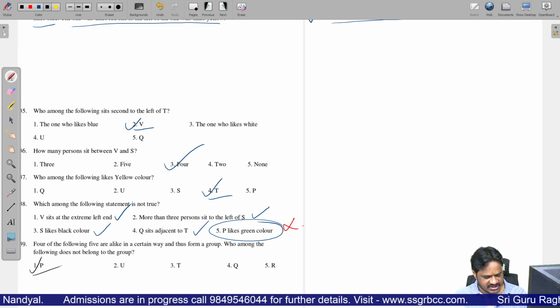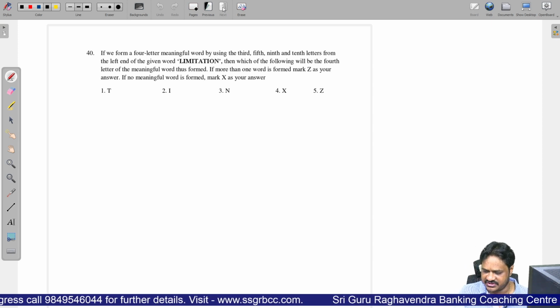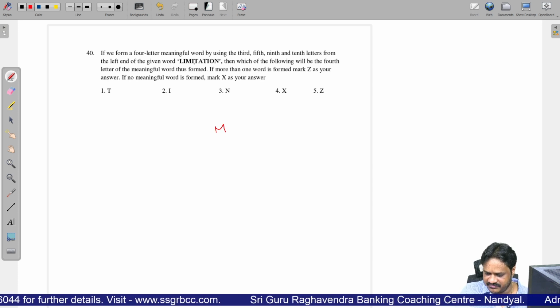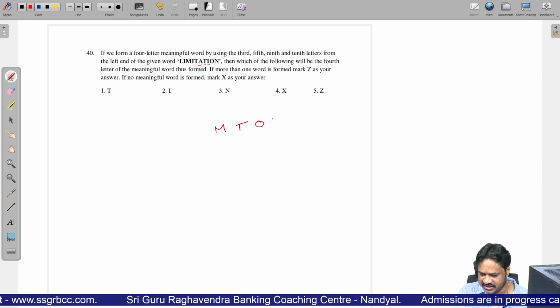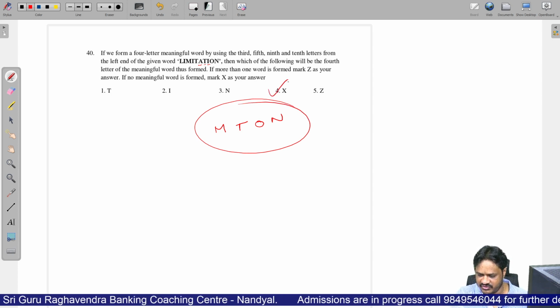Now, let us see the last question. If we form a 4-letter meaningful word by using the third, fifth, ninth and tenth letters of the word LIMITATION. The third letter is M, fifth letter is T, ninth letter is O, and 10th letter is N. So, with these 4 letters, we won't get any meaningful word. So, your answer is X. If no meaningful word, your answer is X.